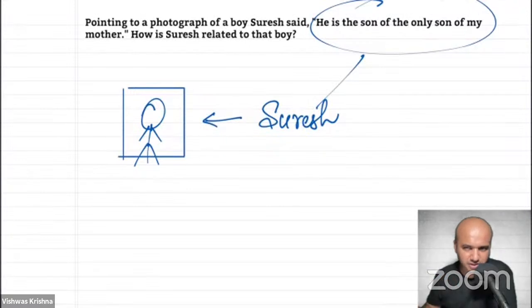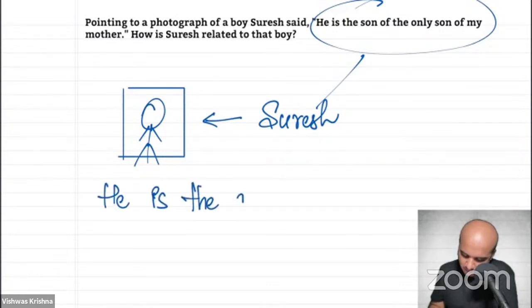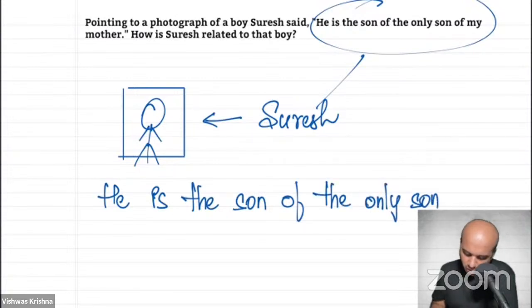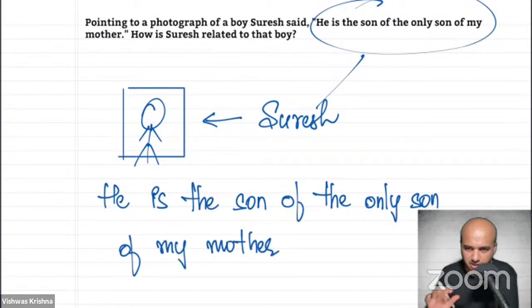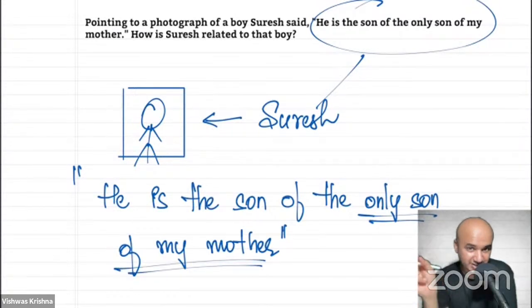So now the best way to solve these types of questions is to start from the last part of the sentence. I'm just writing the same thing here. He is the son of the only son of my mother. Okay, now let's start from the last part of the sentence: only son of my mother. Only son of your mother would be whom?